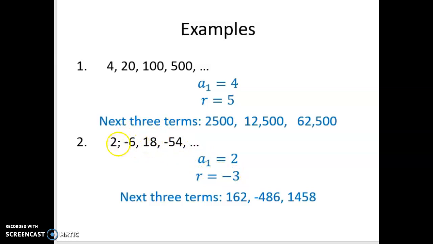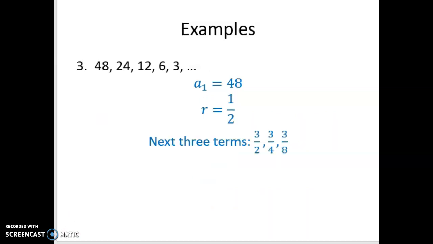And again, you can double check by just multiplying 2 by negative 3, then negative 6 by negative 3 to see that that turns again positive, and so forth. If we were to continue, the next three terms in this sequence would be positive 162, negative 486, and then positive 1,458.